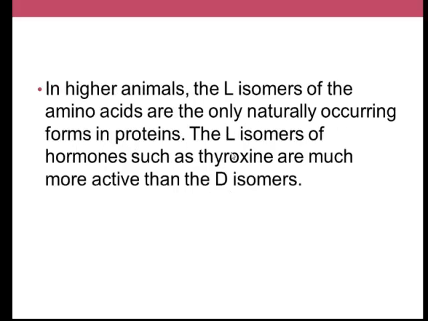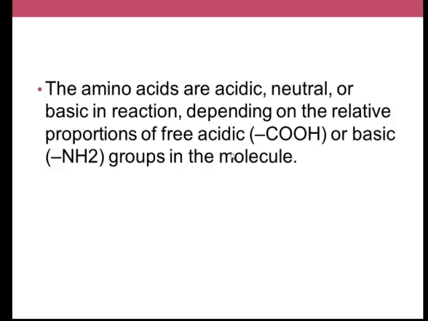In higher animals, the L isomers of the amino acids are the only naturally occurring forms in proteins. The L isomers of hormones, such as thyroxine, are much more active than the D isomers. The amino acids are acidic, neutral, or basic in reactions, depending on the relative proportions of free acidic or basic groups in the molecule.